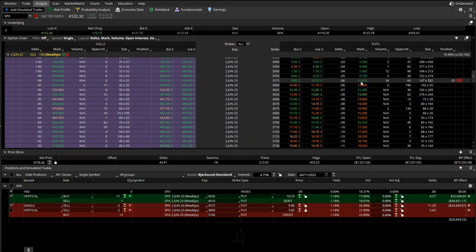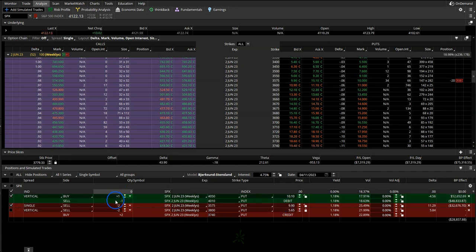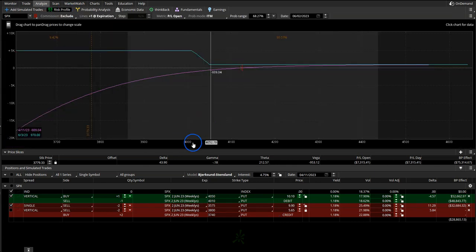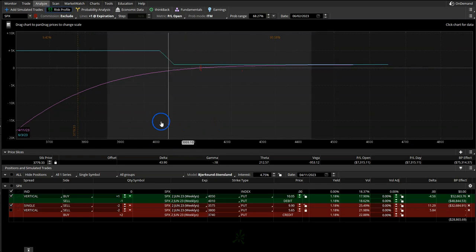$10.30 earlier today. So I picked up 10 of the 4050/4010 put debit spread, and I sold 20 of the 3575 puts naked. That produced a net credit of $10.30. Let's see if we can see what that looks like on a risk profile.